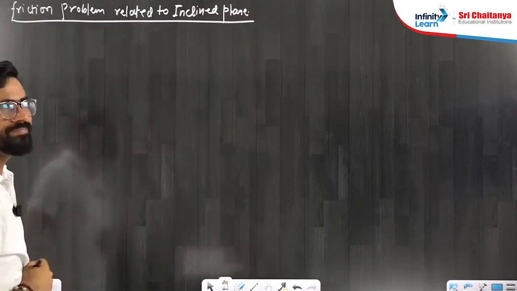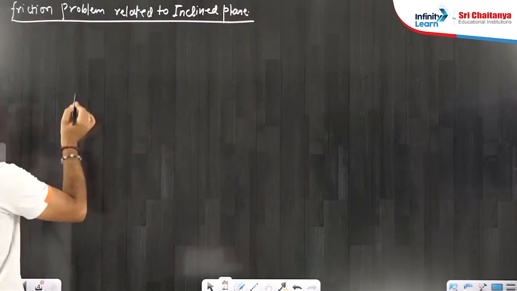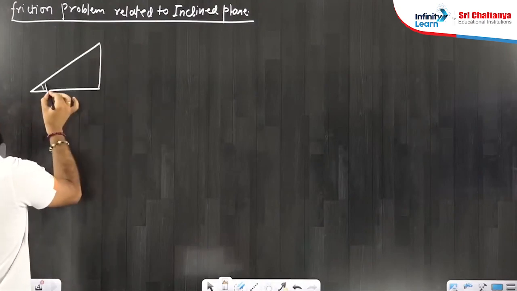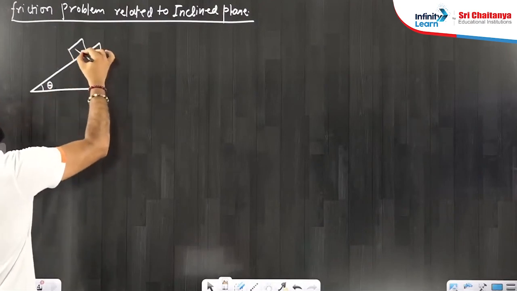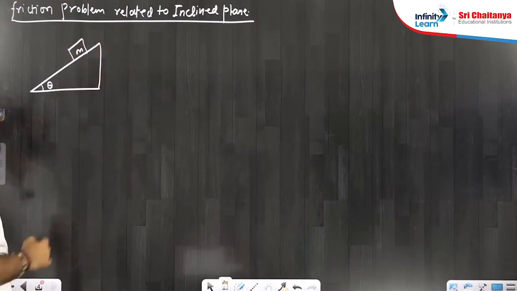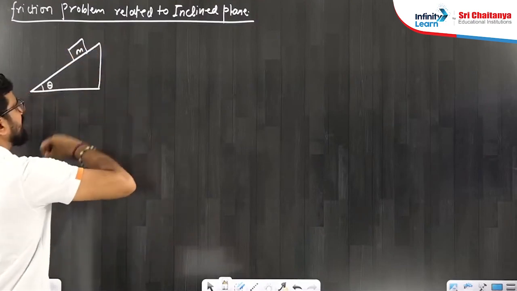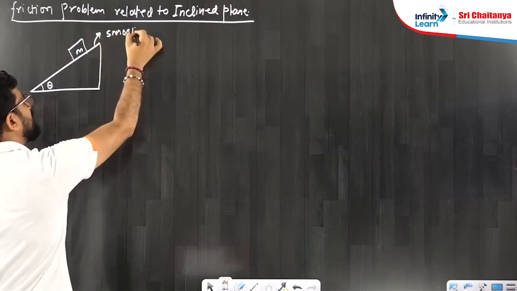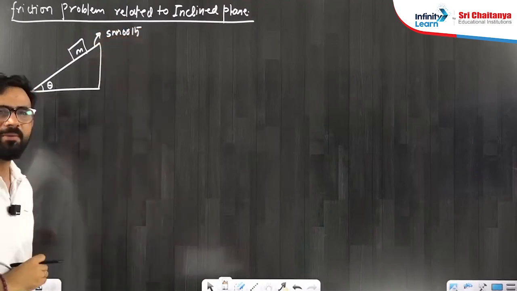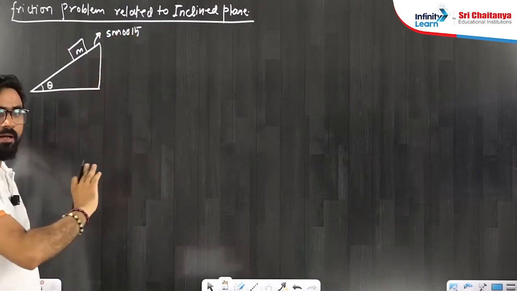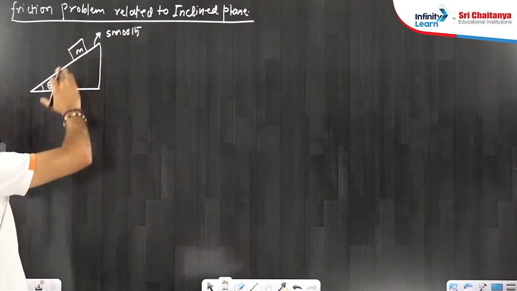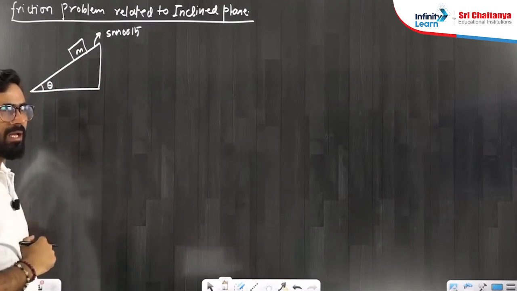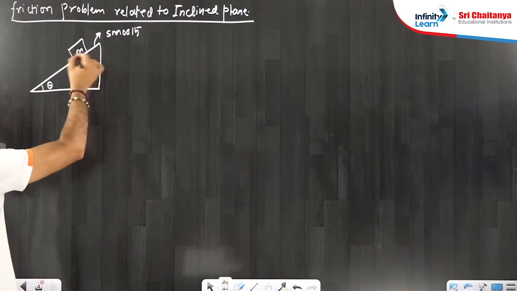Now focus on it. Suppose there is one inclined plane, and on this inclined plane one mass m is placed. If I say that this surface is a smooth surface, there is no friction. Very simple concept I am applying. If this is a smooth surface, on this block how much force is acting, you have to answer it. Can you answer how much force is applied?